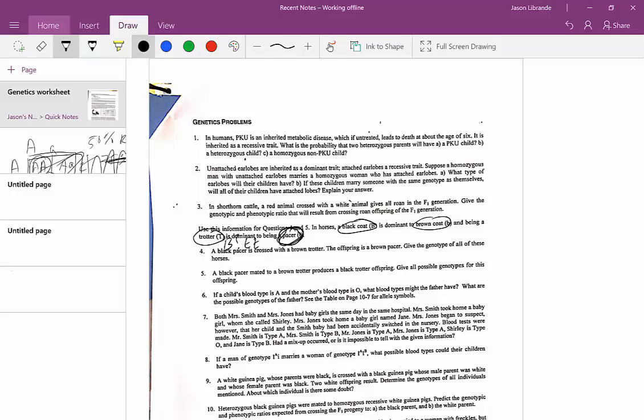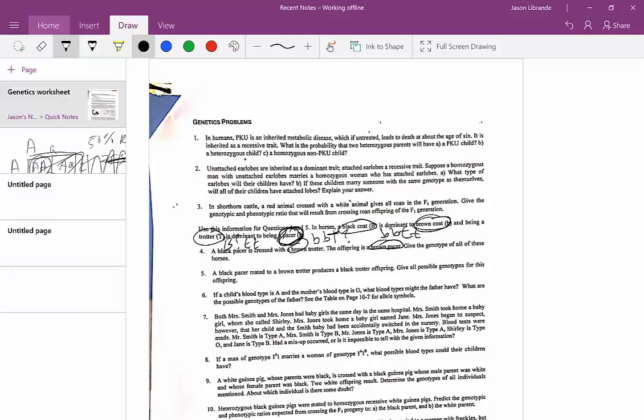Just like pacer, for a brown coat, that's recessive, so we know two lowercase b's. Here they're a trotter though, so we know they have at least one uppercase T. We don't know about the second allele there. The offspring though is a brown pacer. So since they're brown, we know they have two lowercase b's. Again, brown is recessive. You need two lowercase b's to have brown. Being a pacer is also recessive, so they are two lowercase t's.